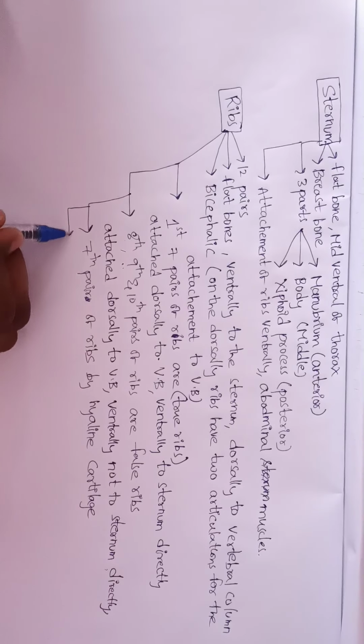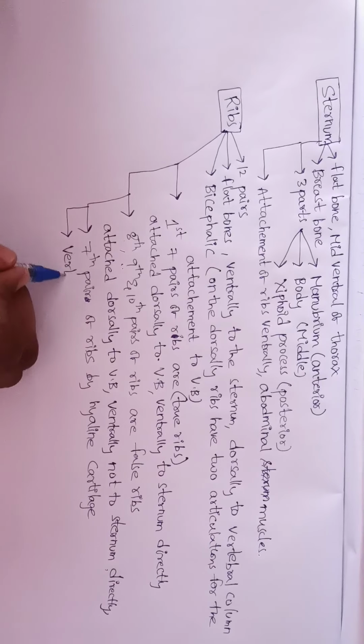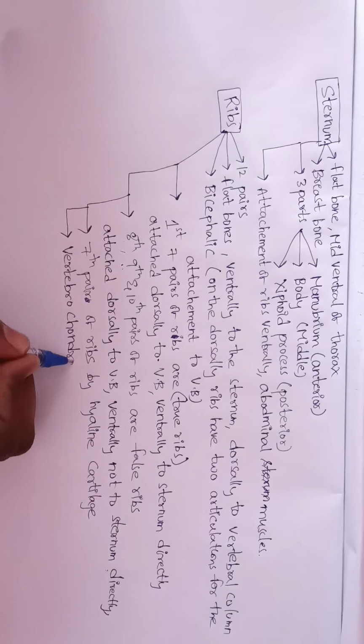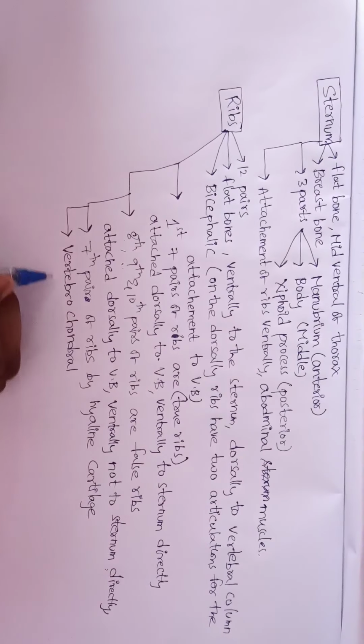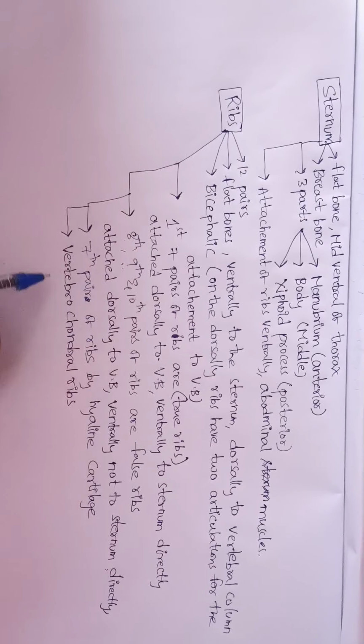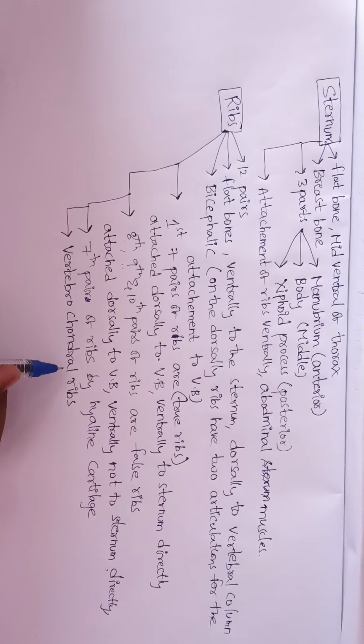These 3 ribs are also called vertebrochondral ribs: vertebro because attached to the vertebral column, chondral because attached to the cartilage, not to the sternum directly. What are vertebrochondral ribs? The 8th, 9th and 10th pairs of ribs are vertebrochondral ribs.